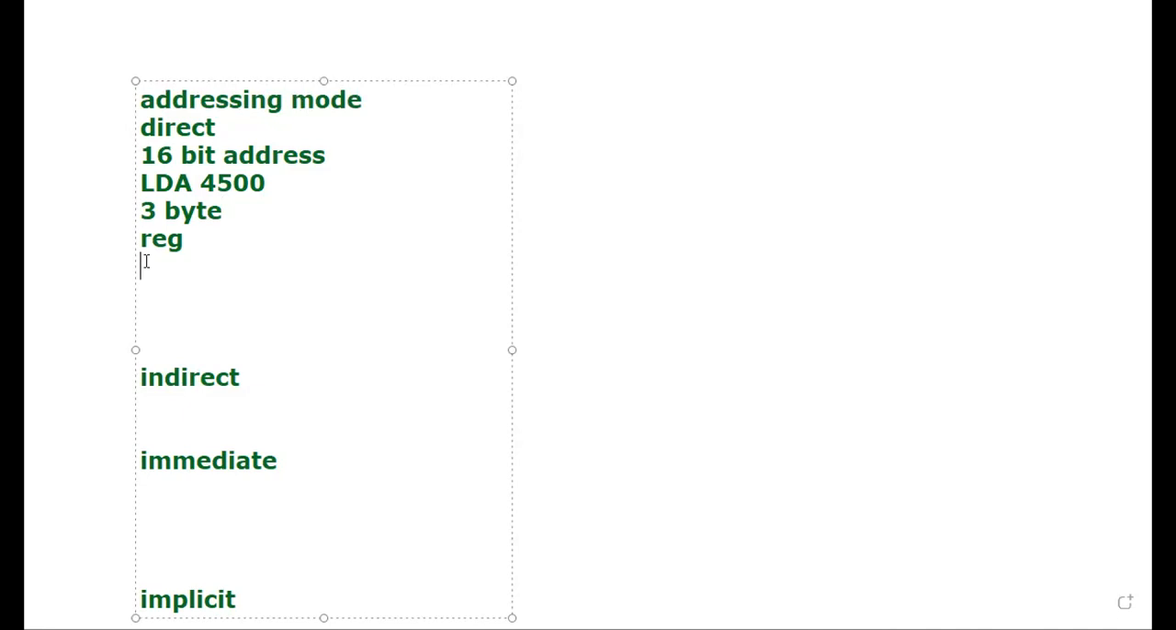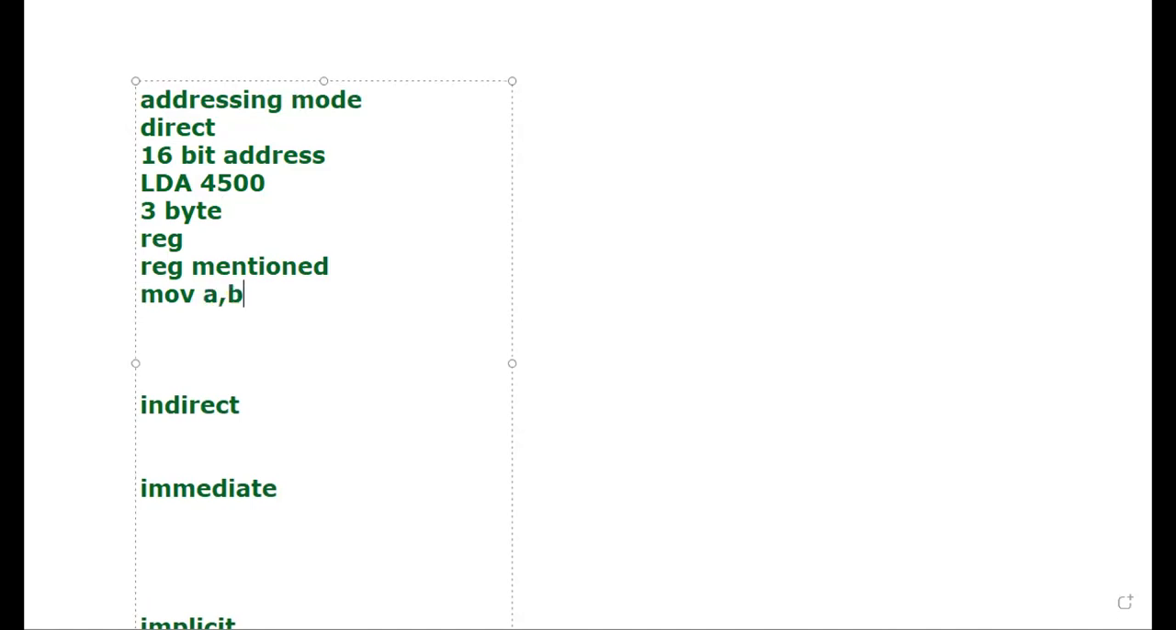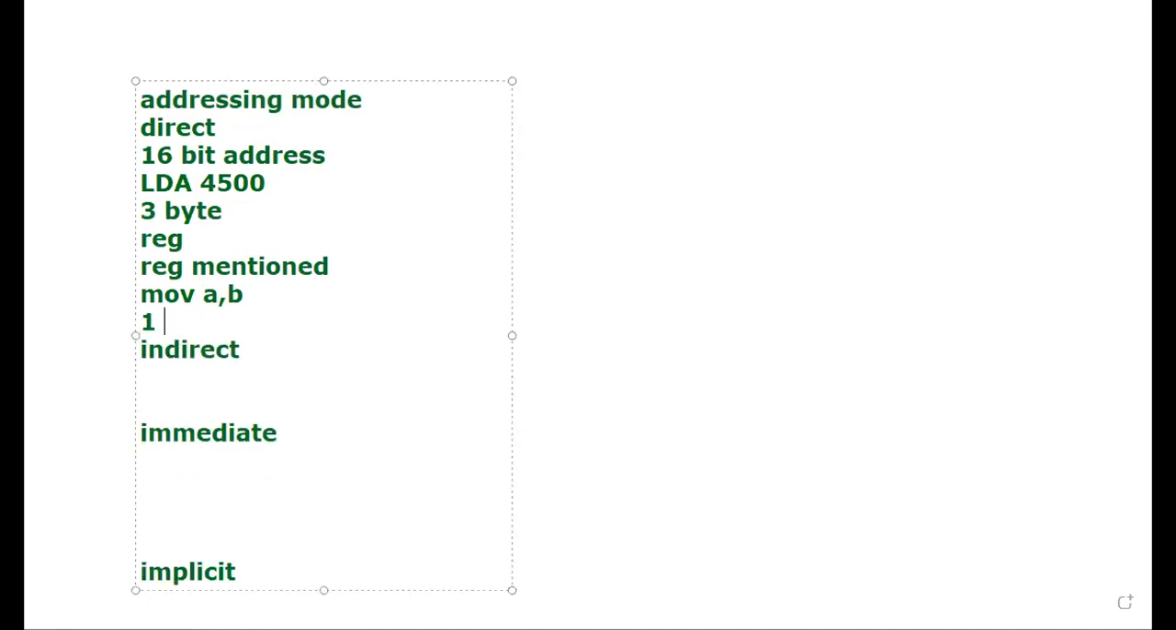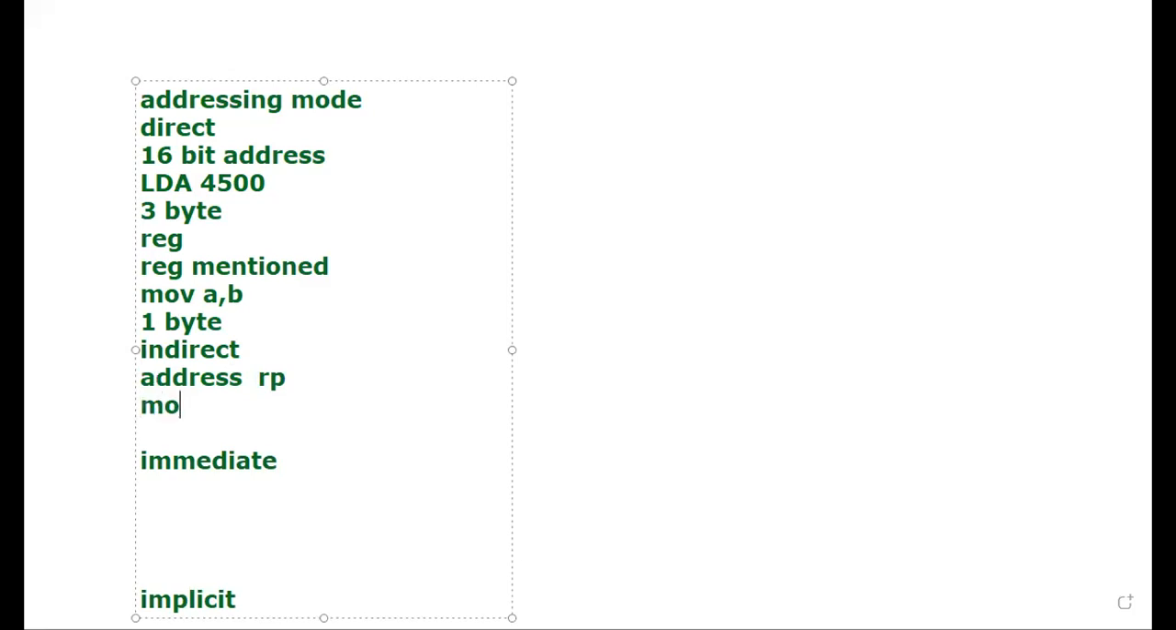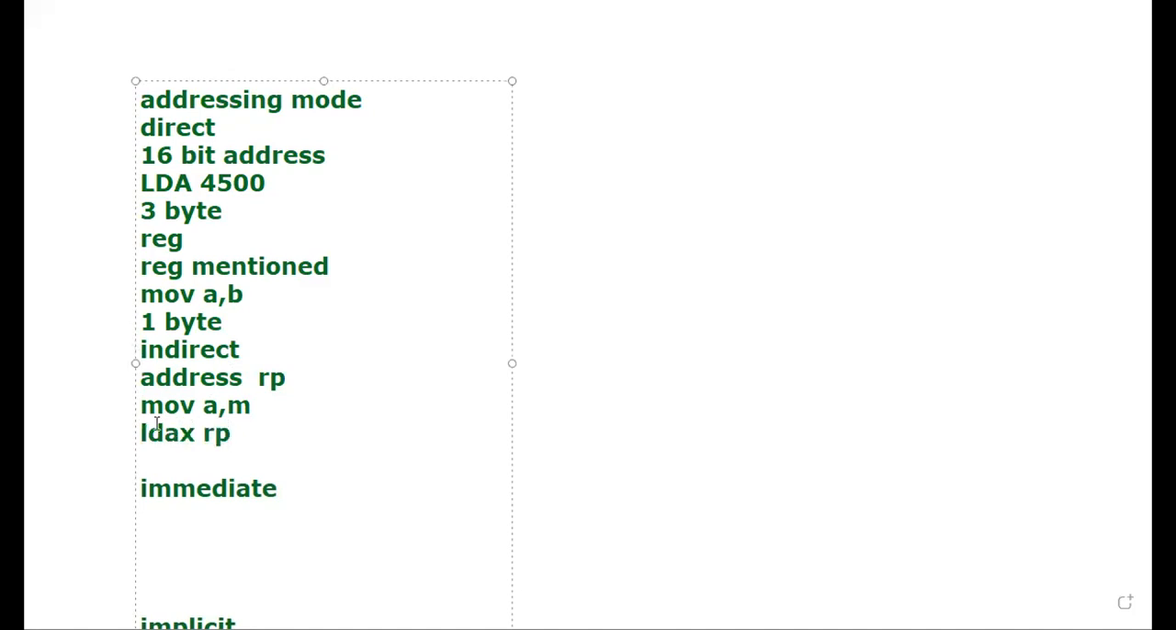In register addressing mode, the data is in the register and the register name is mentioned in the instruction. For example, MOV A comma B, right? So the data is in B register, you are moving it into the A register. So it is a 1 byte instruction. Then in register indirect addressing mode, the data is in the address, but that address is in the register pair. It is not directly specified in the instruction. So all M instructions, MOV A comma M, or LDAX RP, STAX RP, these are your 1 byte instructions, and these are your indirect addressing mode instructions.